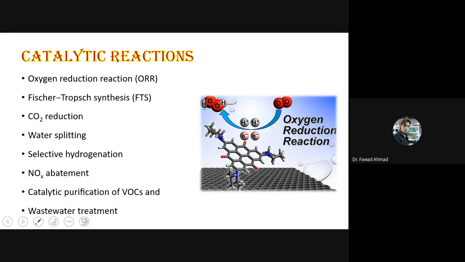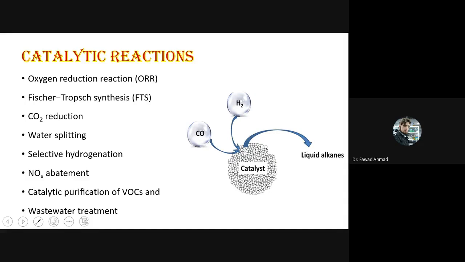The other one is, as I told you, Fischer-Tropsch. For the sake of simplicity, keep in mind that it is nothing but the conversion of gaseous fuel into liquid fuels. That's the simplest way to put it. You can consider the catalyst as any material fabricated with graphene, or graphene by itself. It can use carbon monoxide and hydrogen. They can combine and give us liquid alkanes. So that is another application of that catalytic reaction. You can use it for this reaction as well.